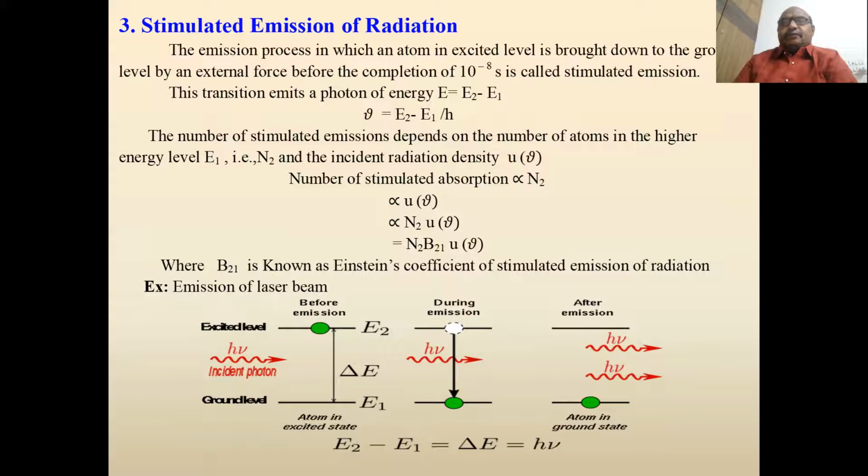Two photons, stimulated photons, are emitted. That process is called stimulated emission of radiation. The transition emits a photon of energy ΔE = E2 − E1, so the frequency is ν = (E2 − E1)/h. The number of stimulated emissions of radiation is equal to N2B21Uν, where B21 is the Einstein coefficient of stimulated emission.